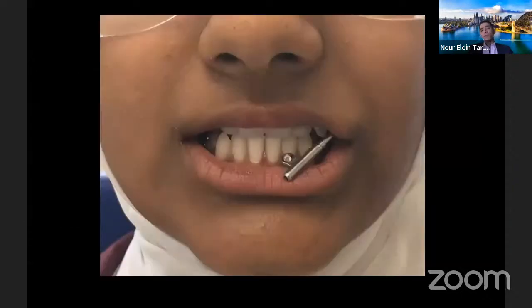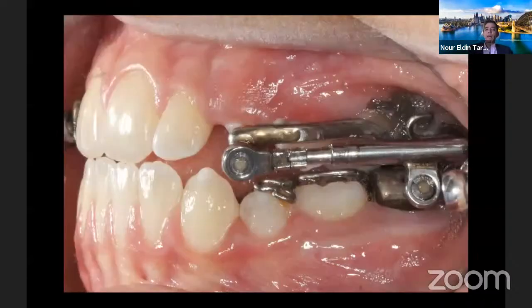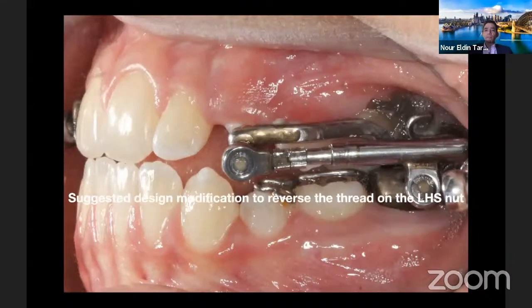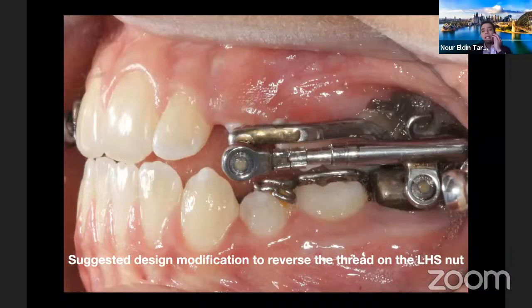The most annoying problem was the fact that they tended to sometimes unscrew themselves, and that, I guess, happens also if you're using this appliance for class 2 correction. You'll be familiar with this problem. They can unscrew themselves, and that can be a little bit annoying sometimes. So we suggested that maybe we consider having reverse threads on that appliance to screw it into place. I think that would really help.